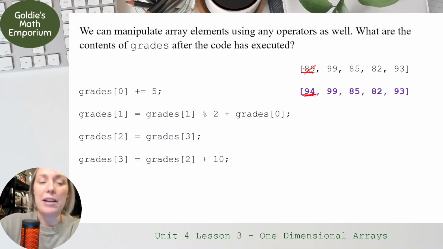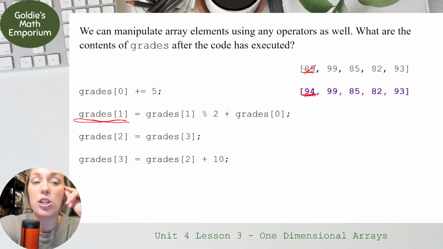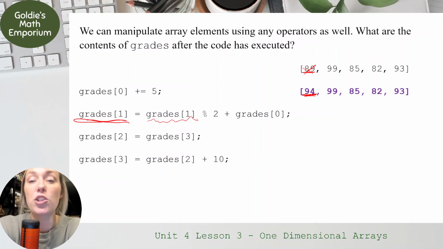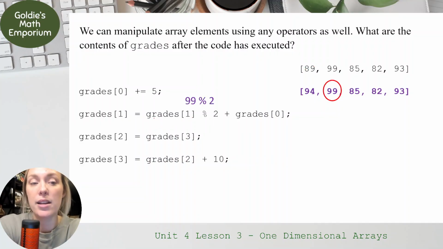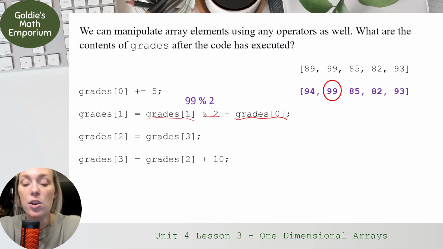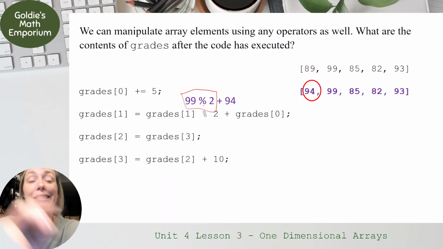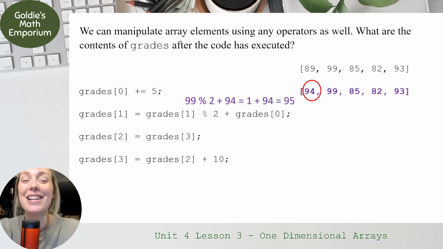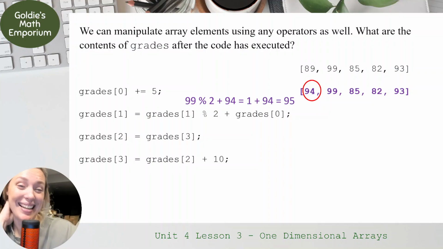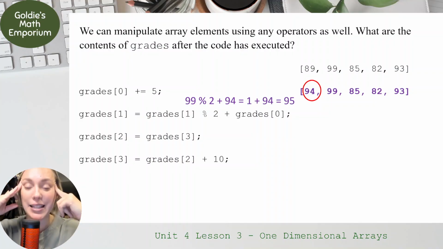Okay. Now this is saying grades 1 is going to change. What's grades 1 going to change into? Well, grades 1 is currently 99, and you're going to mod it with 2, and then add whatever is at grades 0. So 99 mod 2 plus 94. Between the mod and the plus, what happens first? Hopefully you said mod. We're deep enough in, right? 99 mod 2 is going to be 1, and then 1 plus 94 is 95.